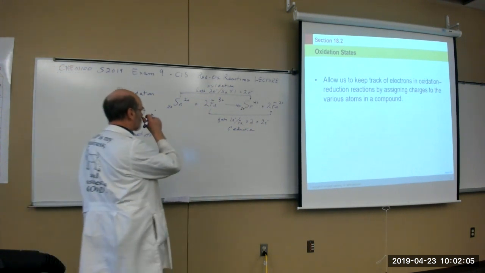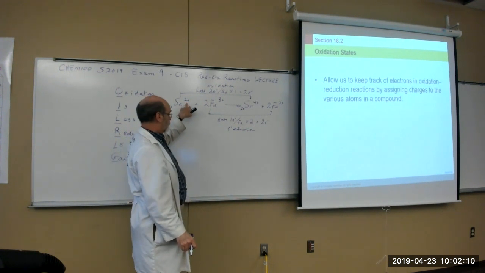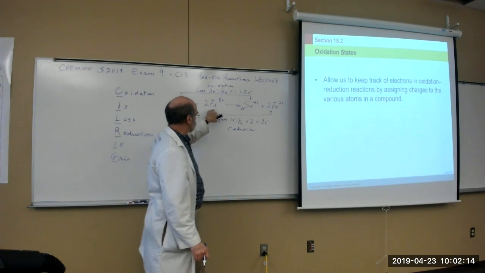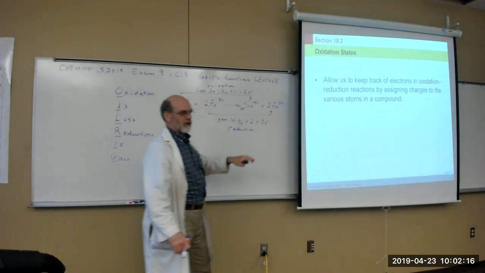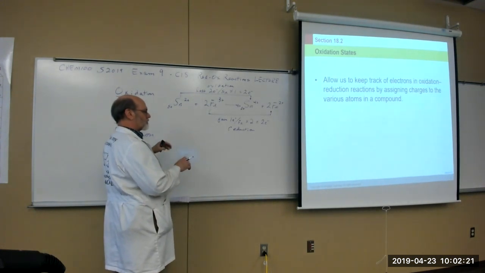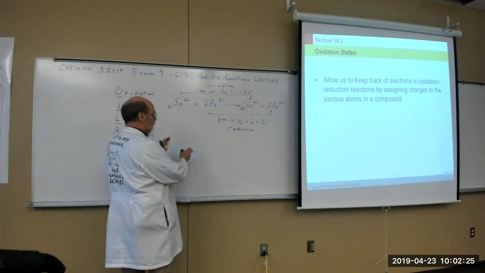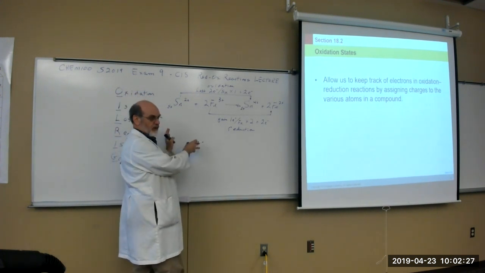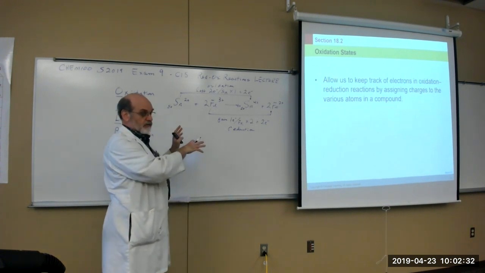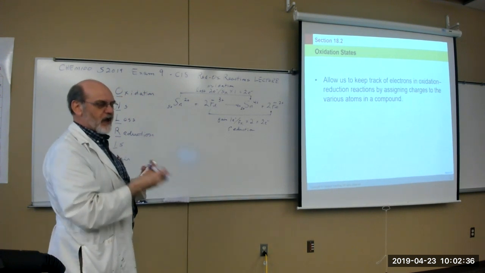This procedure, now in this case, these are ions. So these are actual values for each of these species. But when we start assigning oxidation states, as we call it, to other elements in compounds, sometimes they're ions and sometimes they're not. So we have to look at it as if it were a bookkeeping scheme, just to keep track of the electrons.